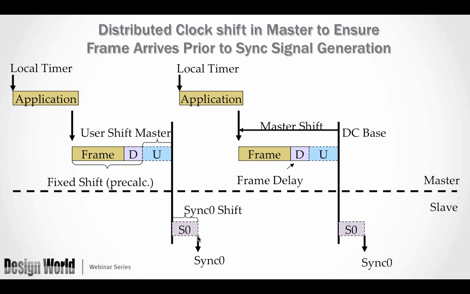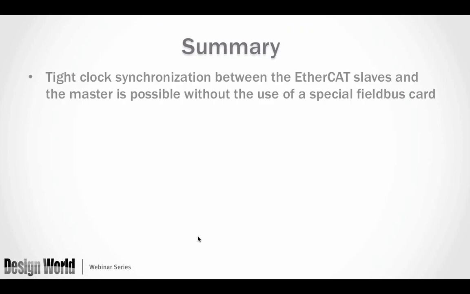So all this comes down to is that the master just needs to make sure how far ahead to send the frame out before the last slave in the network needs the data for the distributed clock base.